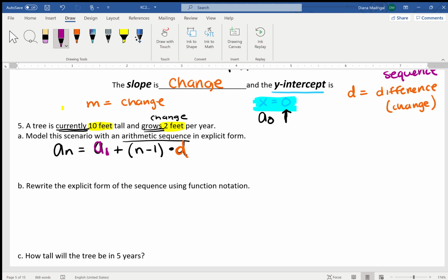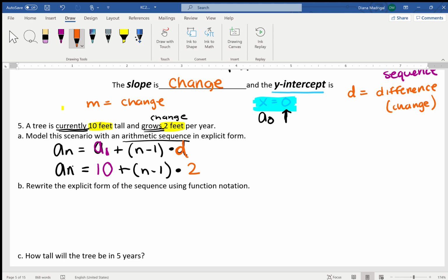Remember, we don't know the term number, so we're just going to leave it like that. Everything else is a_n equals plus (n minus 1). Oops, I forgot that times d, right? Okay, I need a number for d and a_1. Well, it says currently 10 feet. That is the starting one, so this is 10. And I just said that the growth is the change. So the change is 2. So there you go. I wrote my arithmetic sequence equation.